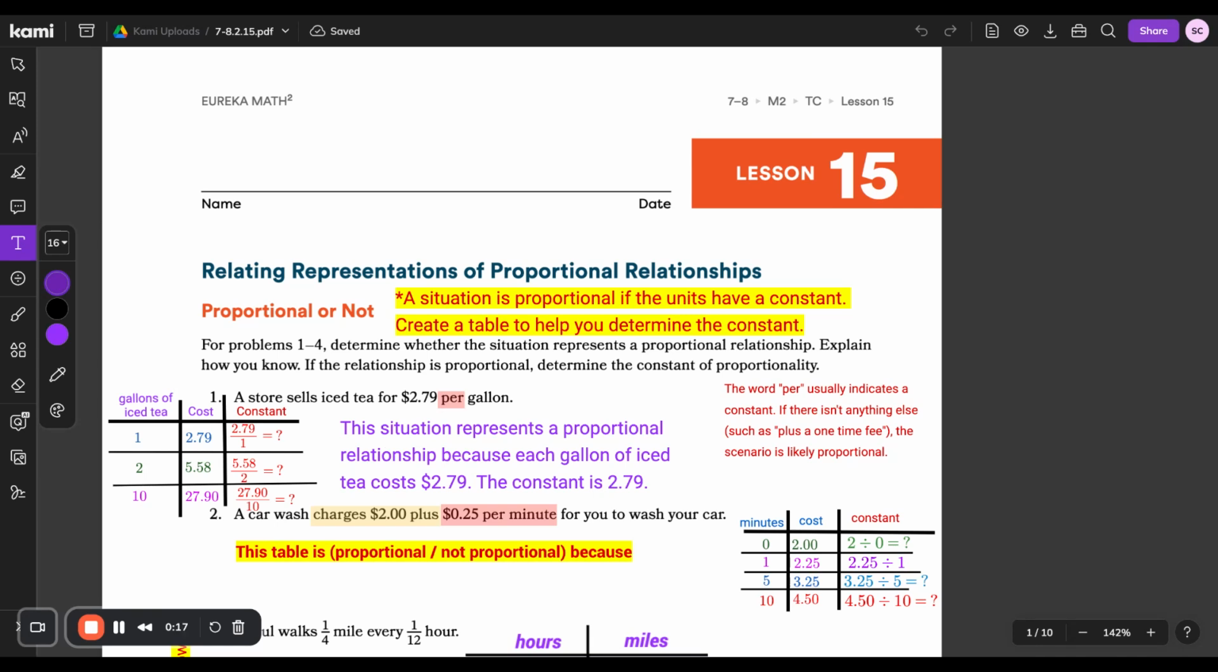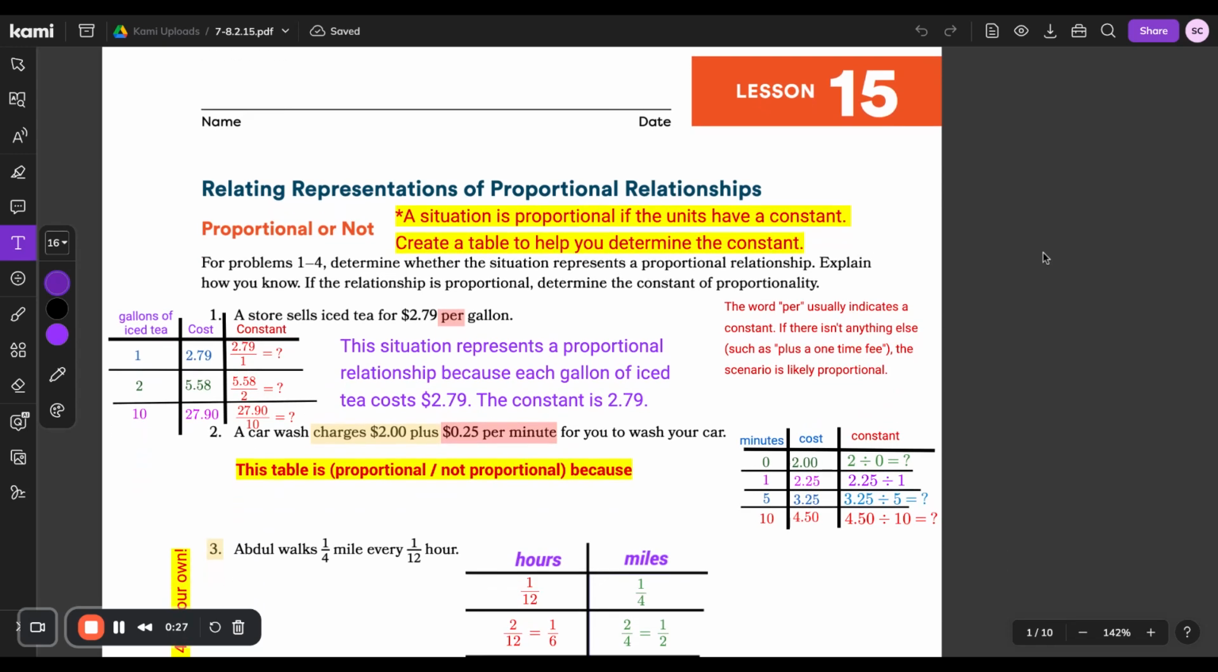A situation is proportional if the units have a constant, and for these problems in 1 through 4, we are going to create a table to help us determine what the constant is. Keeping in mind that as you are reading through each of these, whenever you see the word per, it usually indicates a constant. If there isn't anything else, such as plus a one-time fee, the scenario is likely proportional. So as an example of this, for number 1, it says that a store sells iced tea for $2.79 per gallon. So this one would be considered a proportional relationship because each gallon of iced tea costs $2.79.